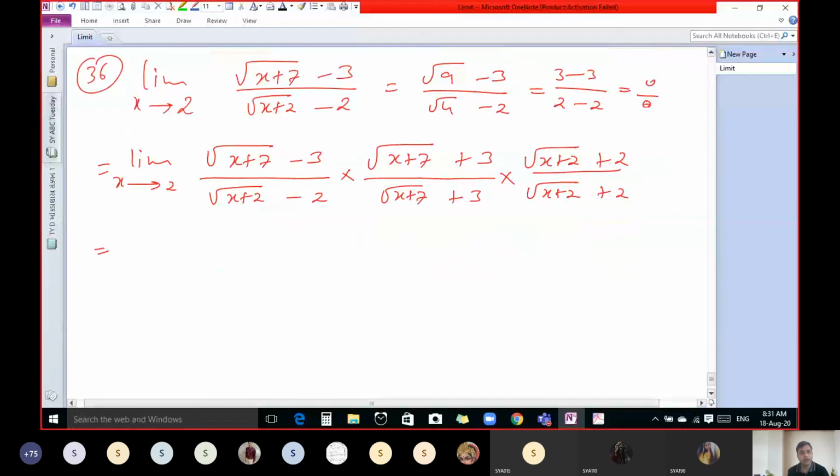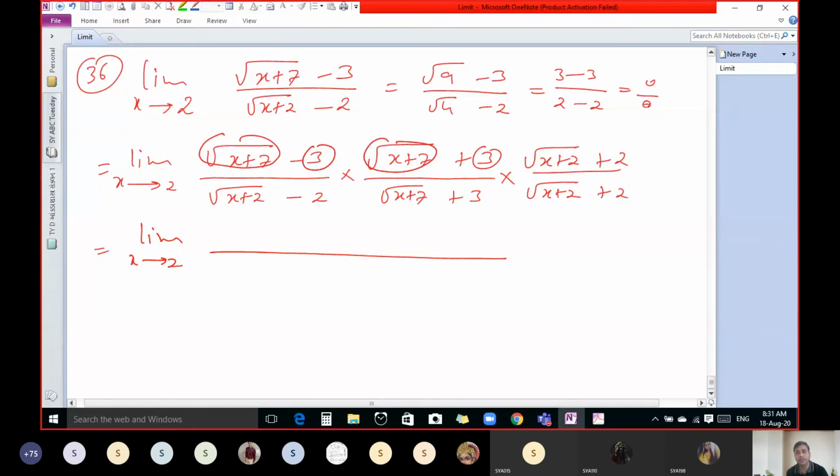Okay, now in the numerator, listen. This looks like a minus b, a plus b, and keep this as it is. So keeping this root x plus 2 as it is, and simplify. So this is like the square of this. What is the square of this? x plus 7, because root x plus 7 squared is x plus 7, minus the square of this, 3 squared, that is 9. Keep this as it is.